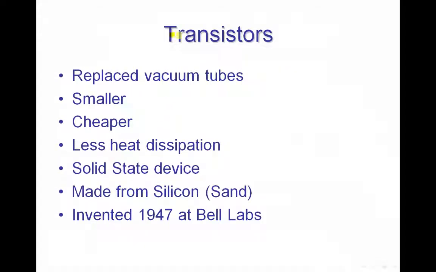The transistors played a major role in the evolution of computers. They replaced vacuum tubes. They are smaller, cheaper, and use less heat dissipation. They are a solid state device made from silicon. Silicon is a major substance of sand. Transistors were invented in the year 1947 at Bell Labs.